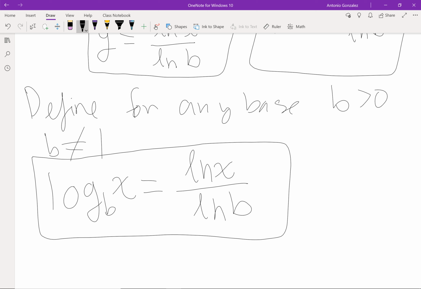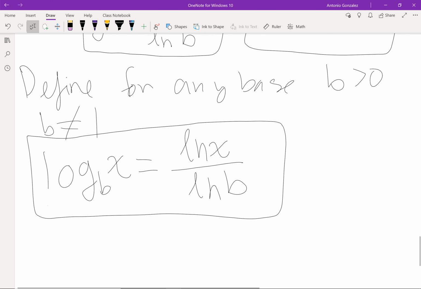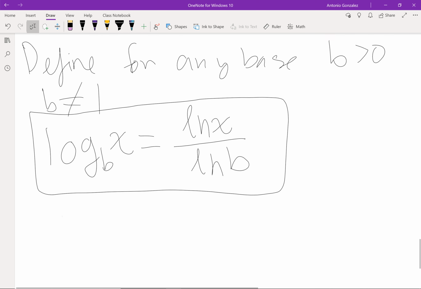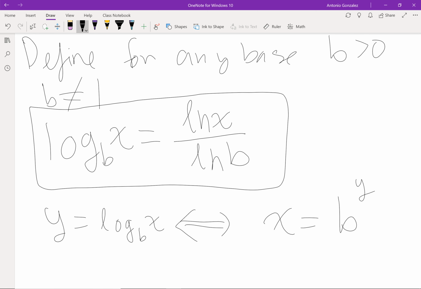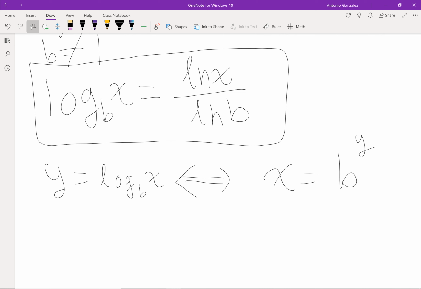And that is the inverse of the general exponential. So let's take a look at the inverse relationships here. If y is the function log base b of x, this is true if and only if x is equal to b to the y.